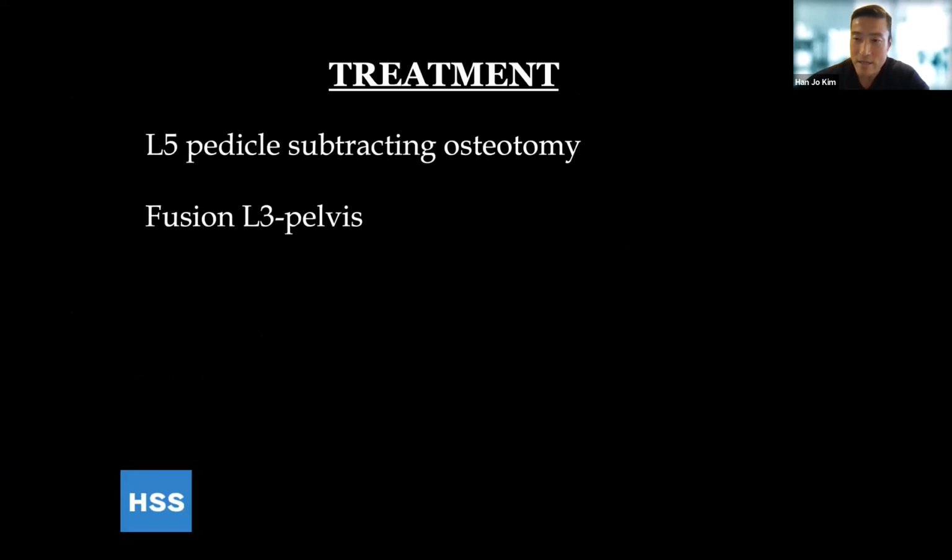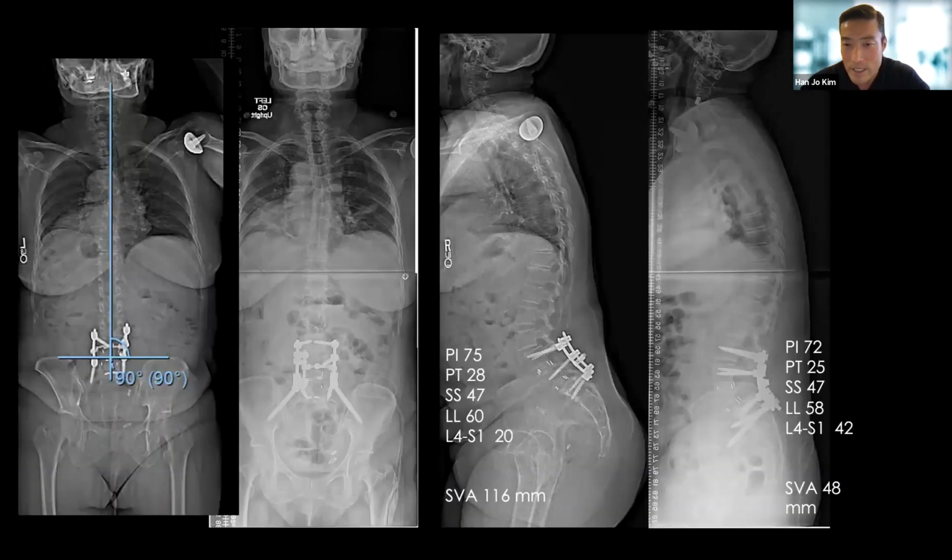So exactly as Dr. Than pointed out, I ended up doing an L5 PSO and fusion from L3 to the pelvis. So here are post-op X-rays, AP and lateral views. You see a good restoration of the distal lumbar lordosis and the overall alignment. You notice that the overall lordosis is still similar to pre-op, but the L4 to S1 alignment is much improved, and the SVA is markedly improved just with the correction being down there, even though you didn't appreciably change the overall lumbar lordosis.